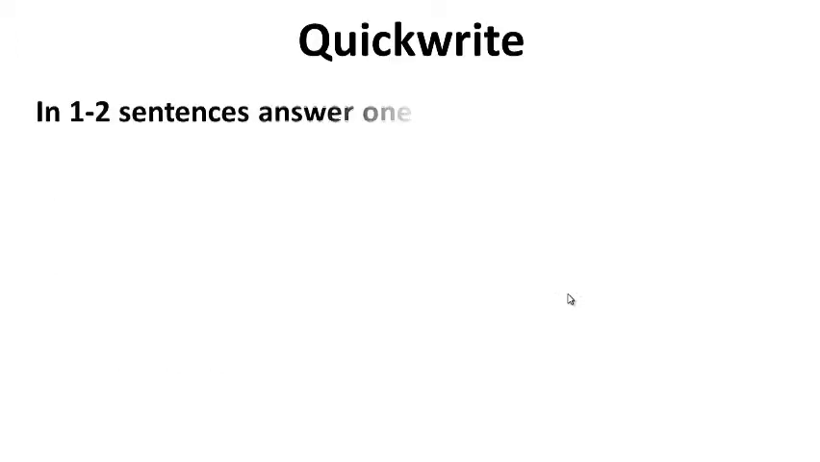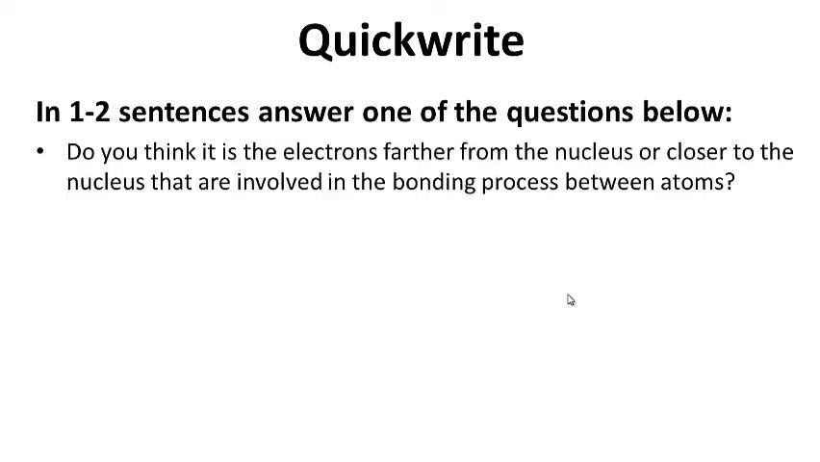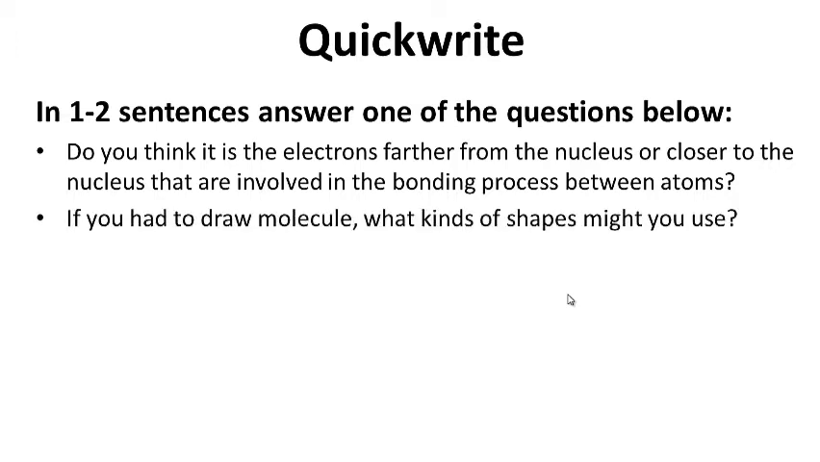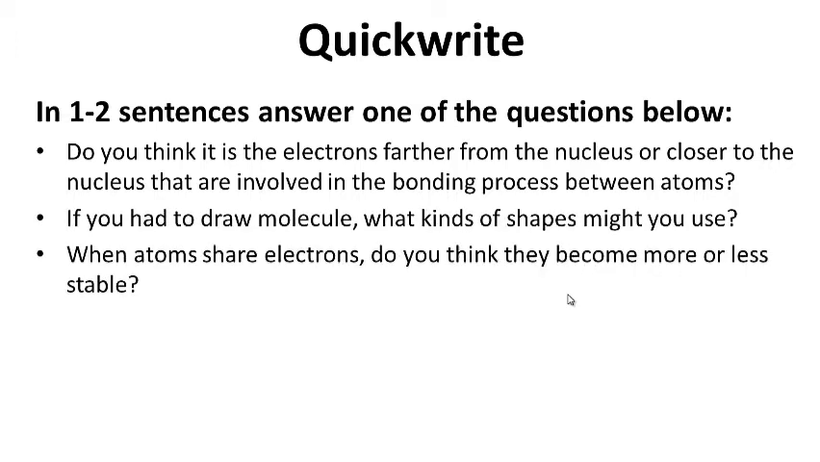For your Quickwrite. Do you think it is the electrons farther from the nucleus or closer to the nucleus that are involved in the bonding process between two atoms? If you had to draw a molecule, what kinds of shapes might you use? When atoms share electrons, do you think they become more or less stable?